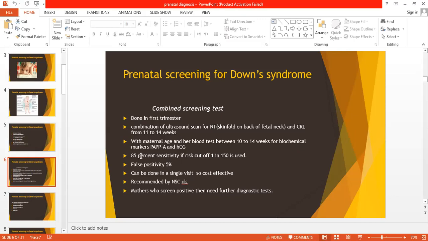And the sensitivity obviously will increase if the risk cutoff is increased. That is, if a risk cutoff of 1 in 250 or 1 in 300 is used, then the sensitivity will increase, but at the risk of doing invasive diagnostic tests in unaffected pregnancies.